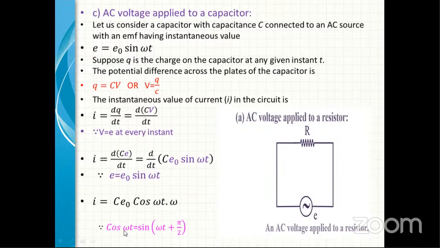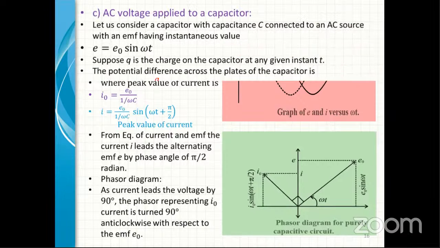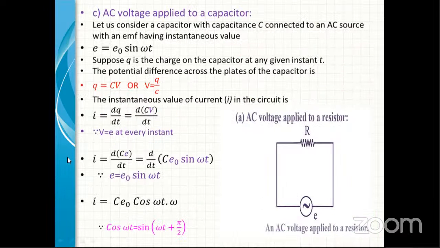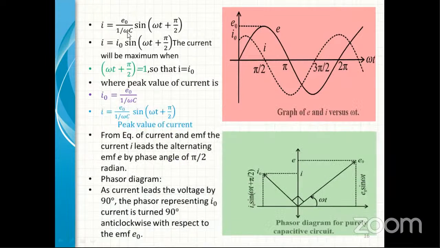In this way, cos omega t is equal to sin omega t plus pi by 2. If you observe this equation carefully, the current I is equal to E naught times 1 upon omega C. If x is given above, and we write it as 1 upon x, the term remains constant. That means this omega C is above, but for our next equation we have written it differently.